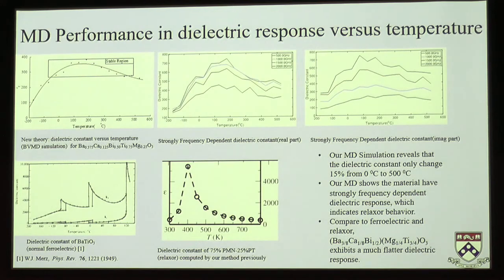So here is our result. As you can see, in the static dielectric response here, from like 0 Celsius to 500 Celsius degree, the dielectric constant only deviates within like 10%. So this can be considered as a stable dielectric response.